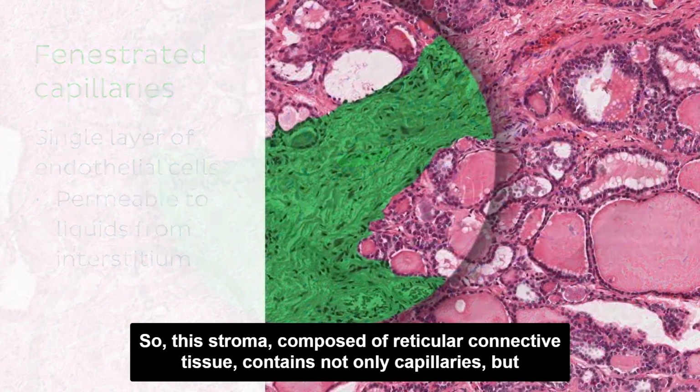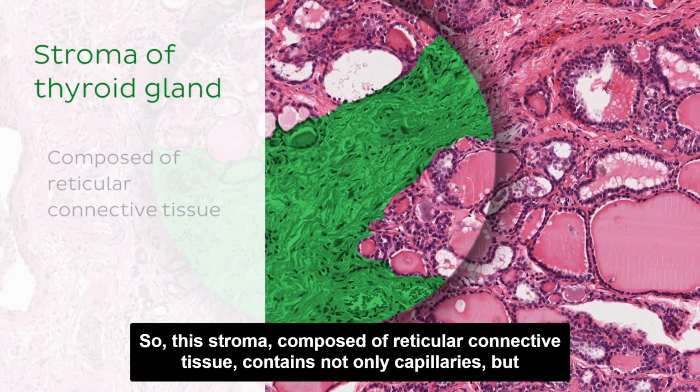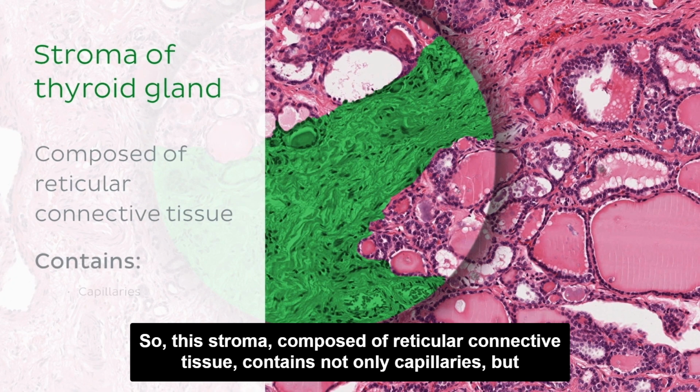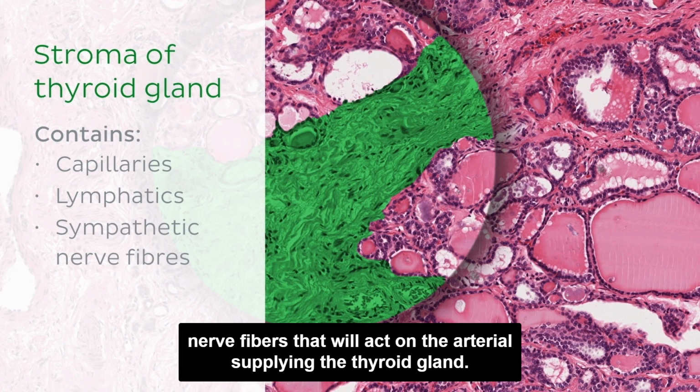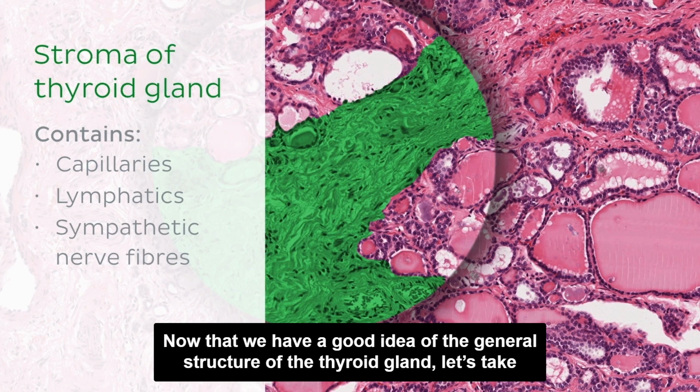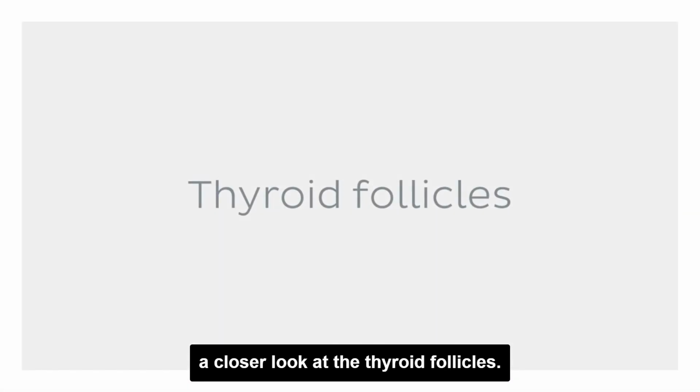So this stroma, composed of reticular connective tissue, contains not only capillaries, but is also where we would find lymphatic structures draining the thyroid gland, and sympathetic nerve fibers that will act on the arterioles supplying the thyroid gland. Now that we have a good idea of the general structure of the thyroid gland, let's take a closer look at the thyroid follicles.